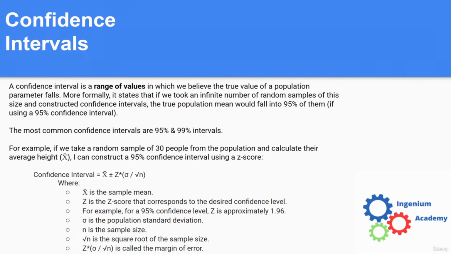What it really means is that if we had, for example, taken a random sample of 30 people from the population, calculated their average height or their sample mean, and constructed a 95% confidence interval around that mean, the real interpretation is that if we had taken another sample of 30 people, constructed a confidence interval the same way, taken another sample and constructed a confidence interval, and did that an infinite number of times, the true population parameter would fall into 95% of those confidence intervals that we constructed from all of those infinite samples. And that is the actual interpretation of it.